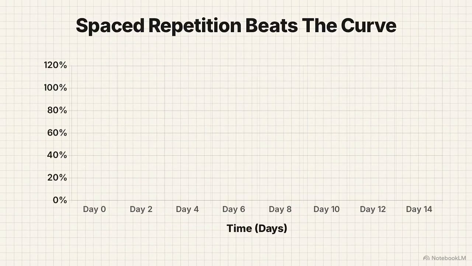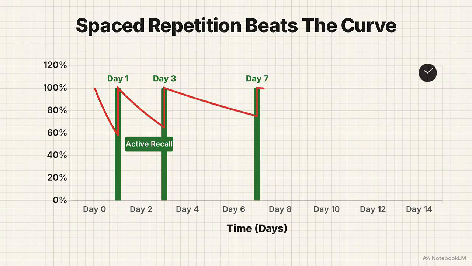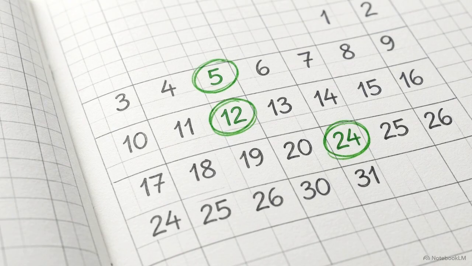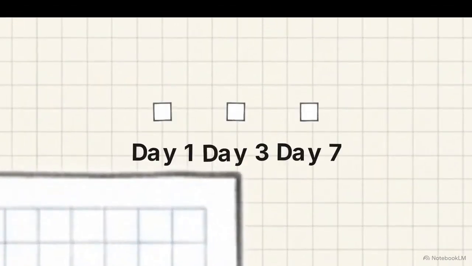Even well-synthesized notes are subject to the forgetting curve, the mathematical reality that information is lost over time if it is not reinforced. To beat this curve, we add the final element, a spaced repetition tracker. Spaced repetition is the practice of reviewing material at increasing intervals to improve long-term retention. Go to the top right corner of your grid page. Draw 3 checkboxes and label them Day 1, Day 3, and Day 7.